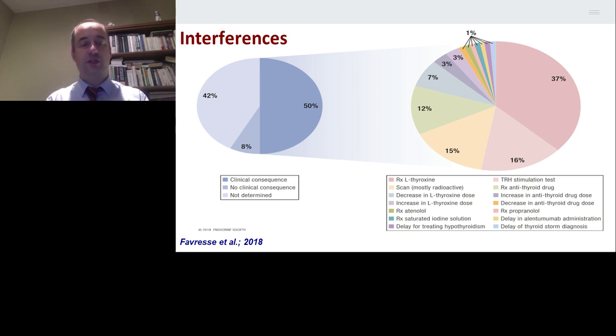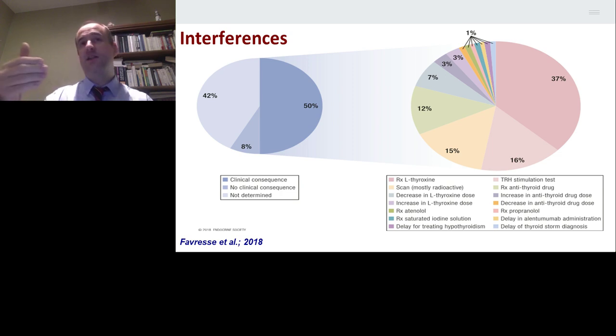Interferences need to be considered because, in the publication we did with Julien Favres and the team, the consequences of interferences are strong in the clinical decision. So in 50% of the cases we reviewed, there was a clinical impact. And by clinical impact, we mean need to retest, wrongly prescribe drug or dose, or wrongly prescribe imaging. So it's a question of patient safety.